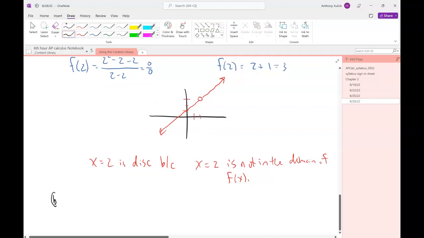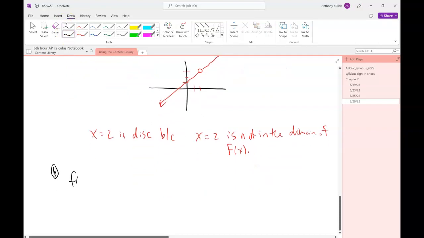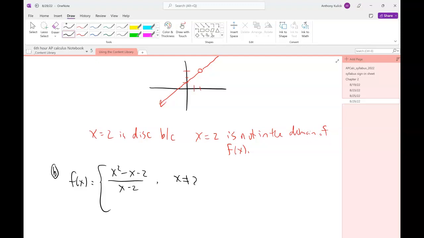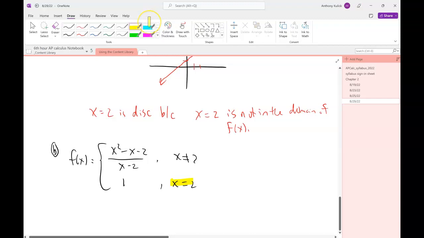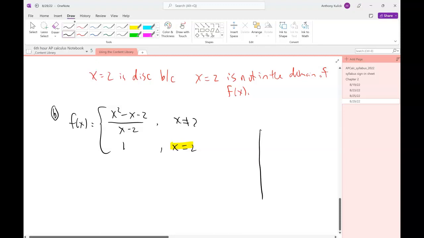Let's look at a different version of the same question. So this one, there was an issue because I had that hole at x equals 2, right? Well, what if I define a piecewise function that does that same f of x when x is not equal to 2, and then when x is equal to 2, I'll give it a value. So now 2 is certainly in the domain of this function, right? Everybody agree? It says so right here. It gives it something to do when x is equal to 2.